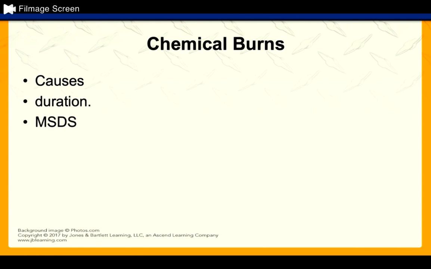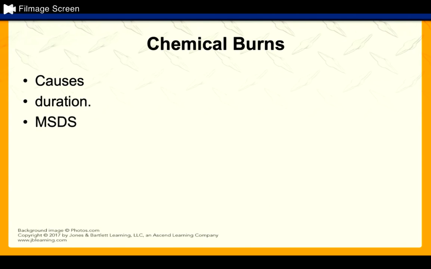But when it comes to chemicals, sometimes they may not be as visible. So you want to remove yourself from the source of that burn, whatever has come into contact with your skin. The other thing to do is check the material safety data sheet, the MSDS. Essentially it states what this material or chemical is, what the properties are, and it will tell you what to do. It has some general instructions for treatment.